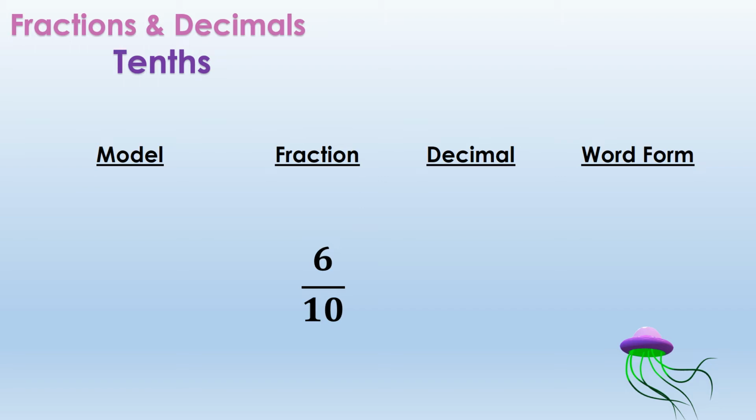Okay? Now my new fraction is going to be 6/10. If I know that in my model 6 groups are going to be shaded, how many total equal groups do you think there's going to be? And this question is referring to my denominator.